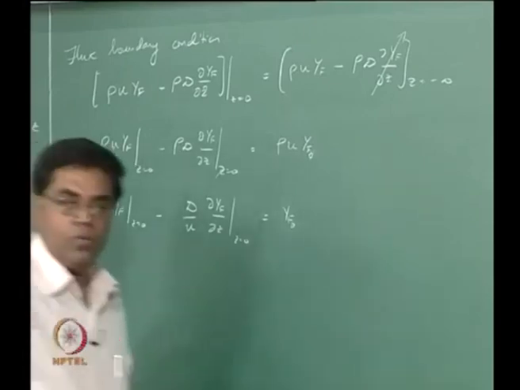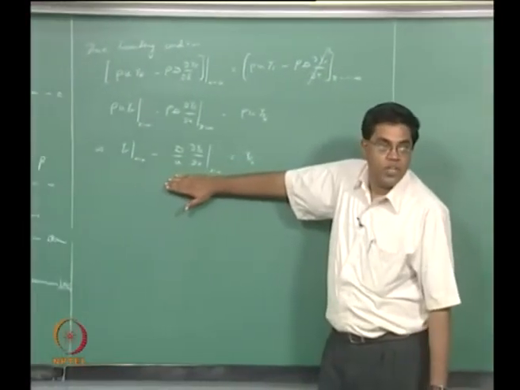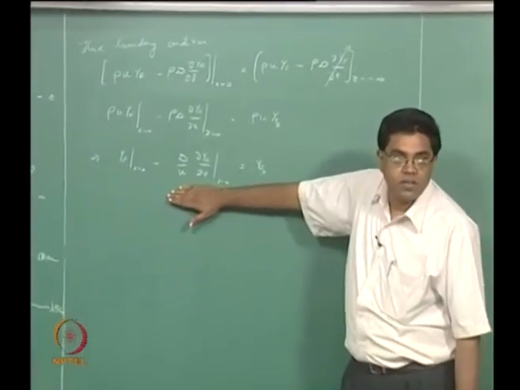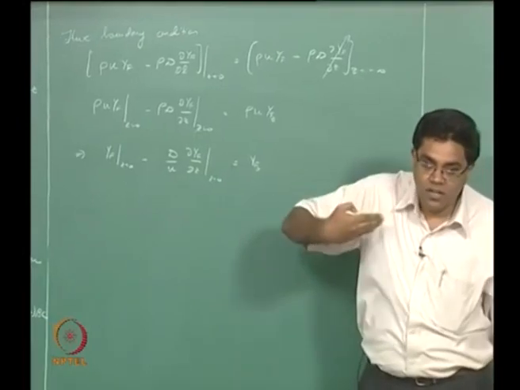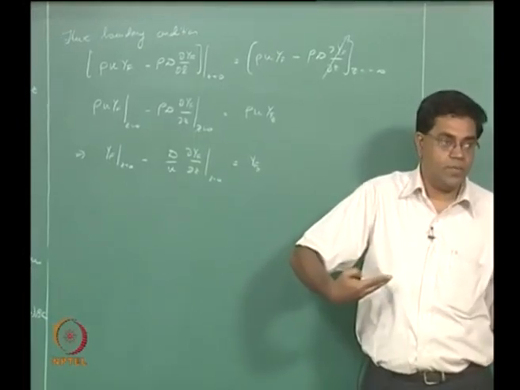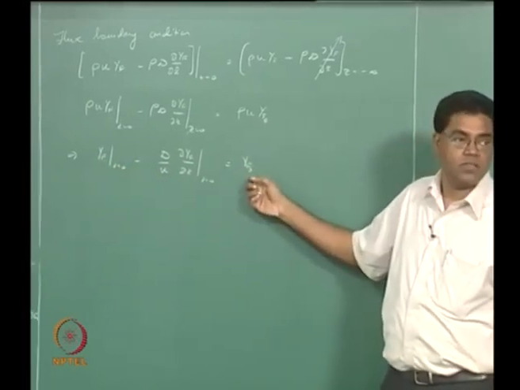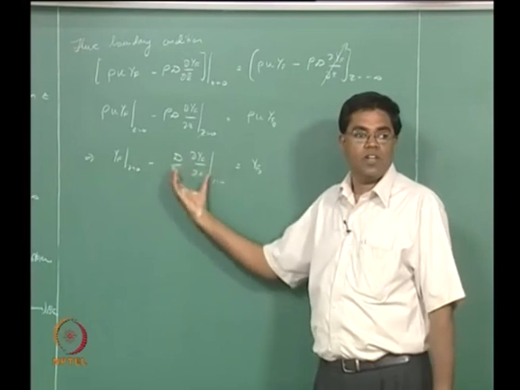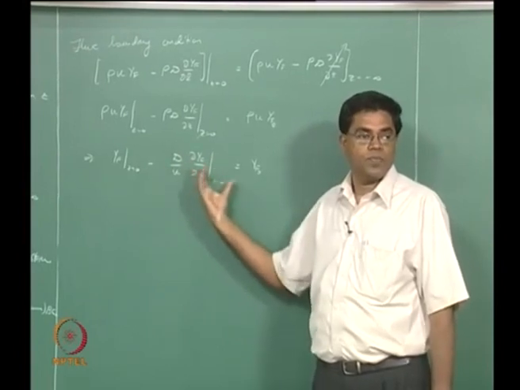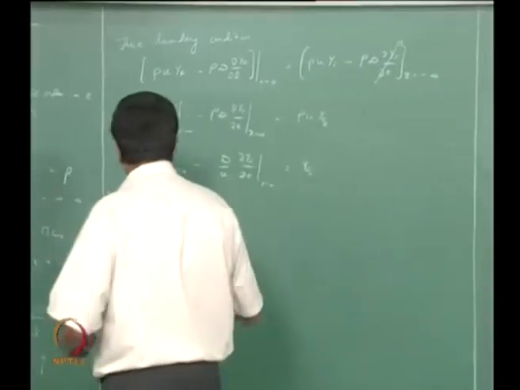So what has happened now? Previously we ignored this term, we did not consider any diffusion that was happening axially across the inlet to your domain. We simply said yf at z equal to 0 is yf naught, but now you have to subtract that amount that is actually diffused, you see. And what is that going to be like?